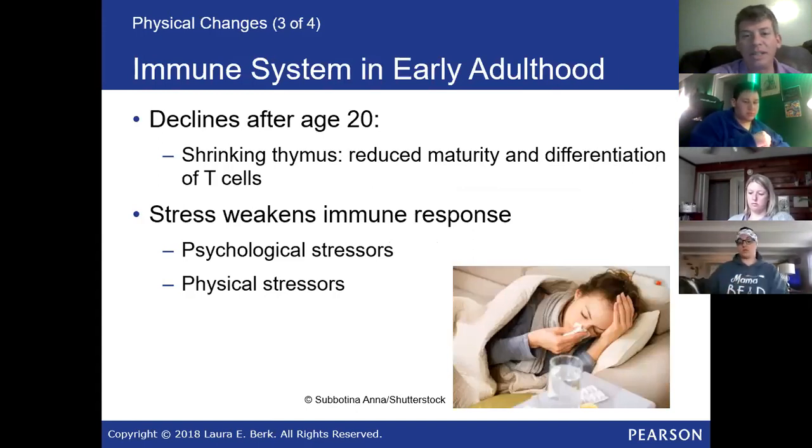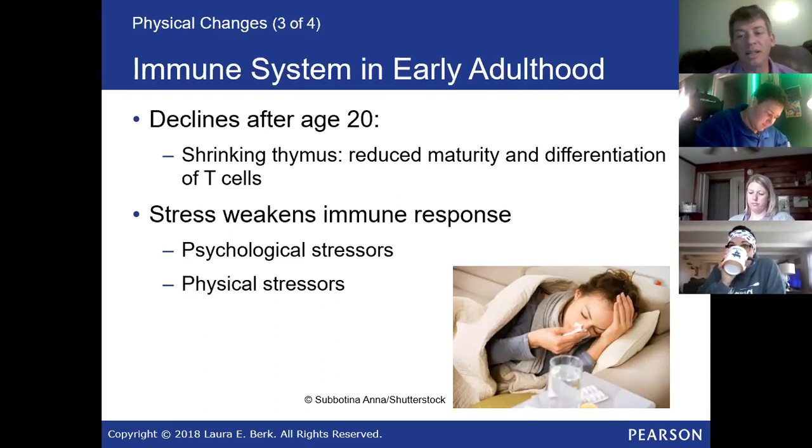Our immune system in early adulthood also declines after the age of 20. A shrinking thymus, reduced maturity and differentiation of T cells. Stress will also weaken our immune response, and these can come in the form of psychological and physical stressors.